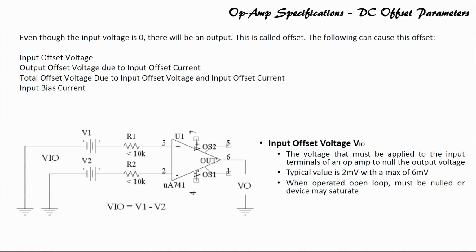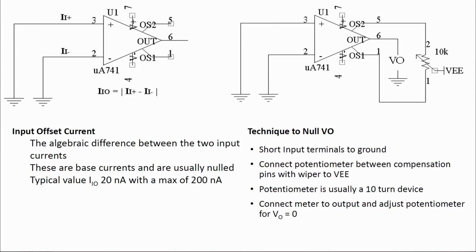Now, input offset voltage we already discussed, input offset current, the algebraic difference. What is the technique to null the output voltage? You see, when we short the input terminals 2 and 3 to ground, practically the output voltage should be 0. But it is not 0. So we have to make it 0, that is called nulling the output voltage.